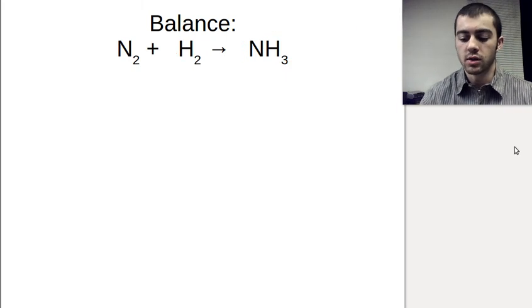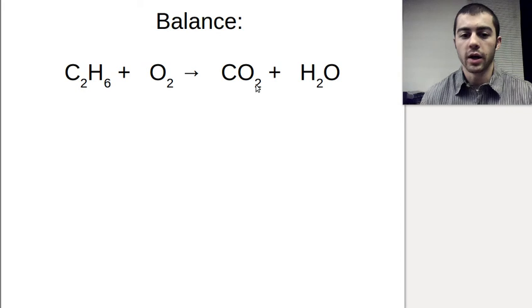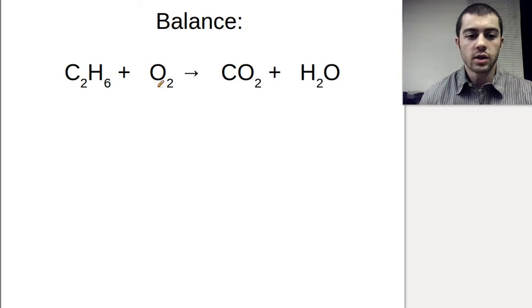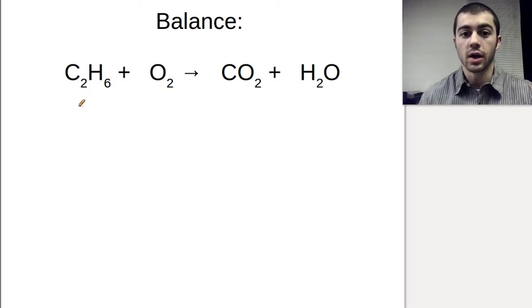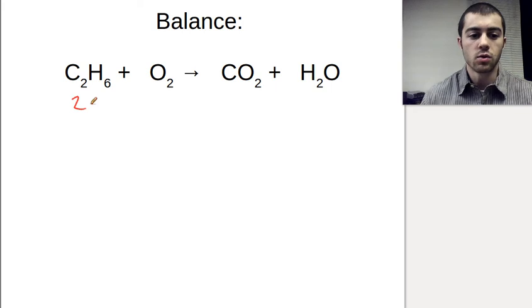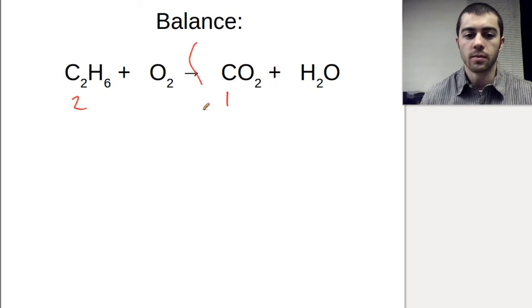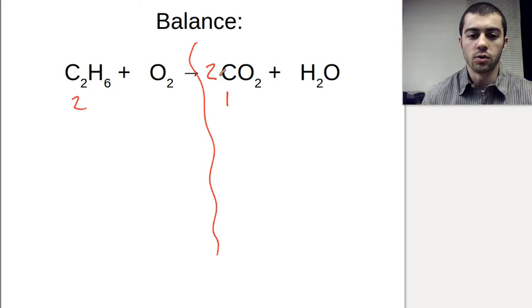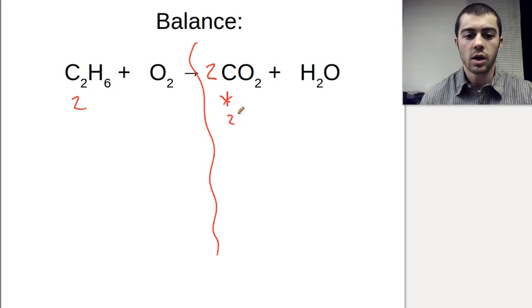So again, it's just the same process of taking one element at a time. If we've got C2H6 plus O2 making CO2 and H2O, how could we balance this? Well, we'll start with the carbon because again, we save the hydrogens and the oxygens for last. So we've got 2 carbons here, 1 carbon on the right. In order to correct for that, we'll throw a 2 here, and now we have 2 carbons. So 2 carbons, that's good.